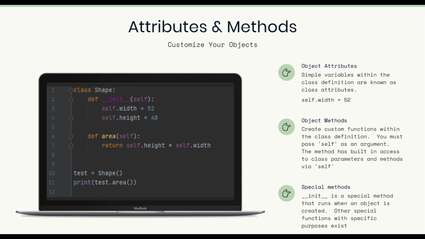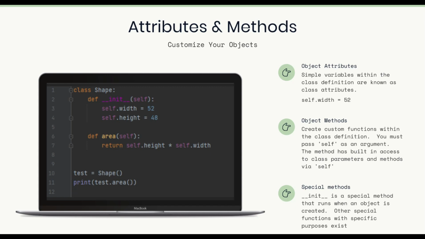Object methods. Create custom functions within the class definition. You must pass self as an argument. So we have to pass that self keyword. That's part of the definition process, and that gives the method access to the attributes of self.